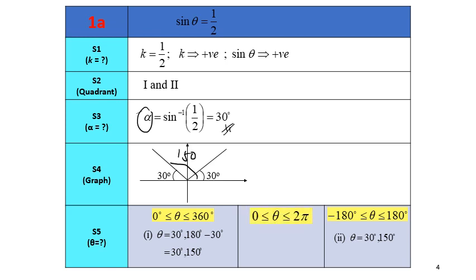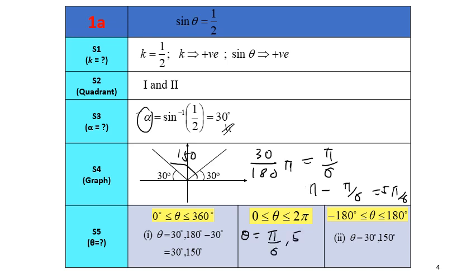And then lastly, for between 0 and 2 pi, we have to convert 30 to radians: multiply by pi, divide by 180, so we get pi over 6 in this case. For 150, we just do pi minus pi over 6, so we get 5 pi over 6. So we can write down the answer here: theta equals pi over 6 and also 5 pi over 6.